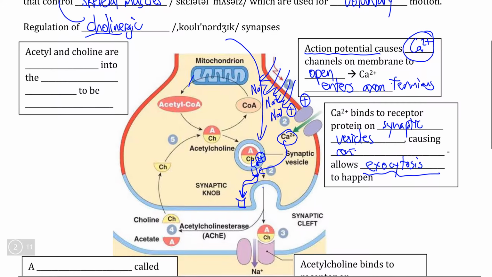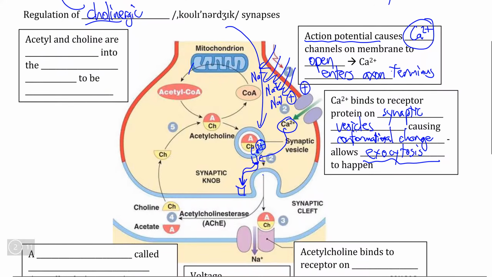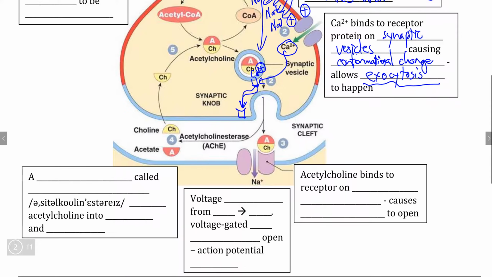So it is this conformational change on the proteins that are found on synaptic vesicles that allows exocytosis to occur better. And when this process is able to happen, it causes the acetylcholine that is contained within these vesicles to be released into the synaptic cleft.